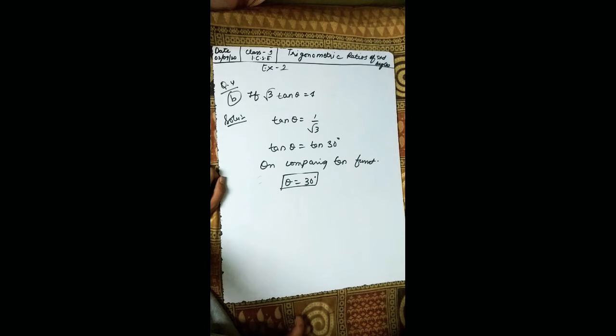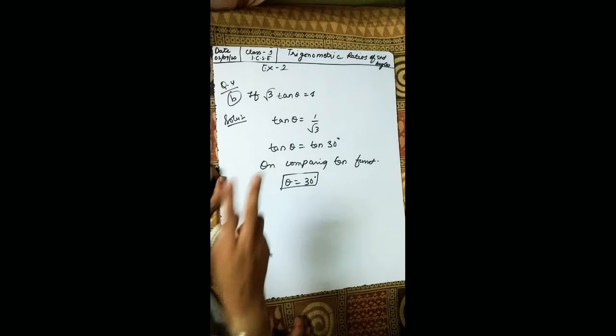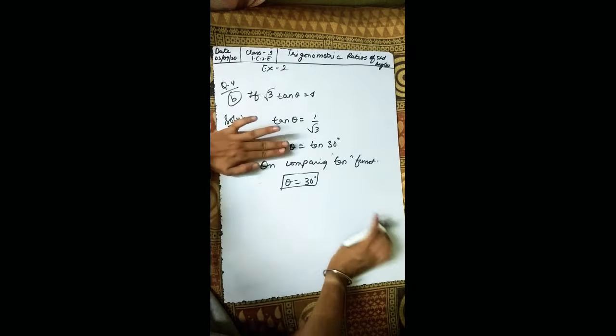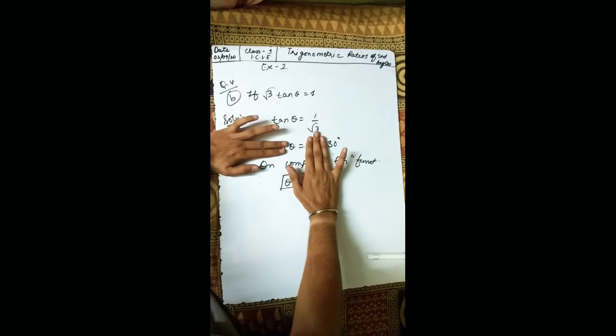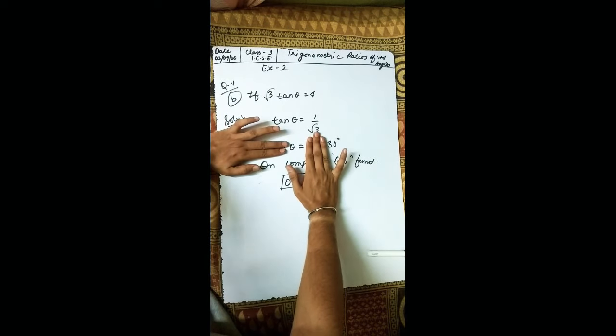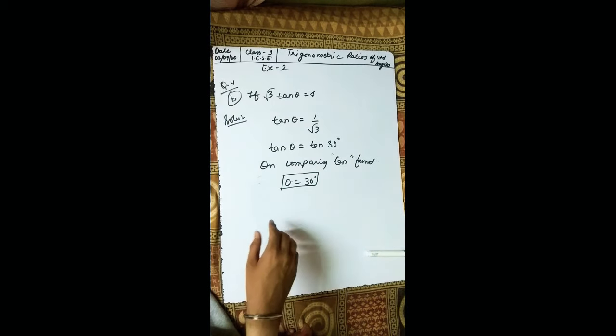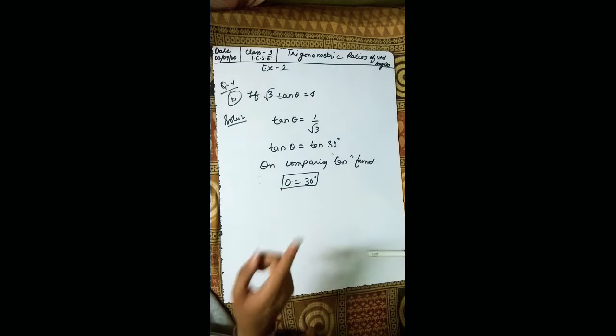That is very, very wrong. You cannot cancel any function. This tan is a trigonometric function. You cannot cancel it. We compare. On comparing the tan function, your theta is equal to 30 degree. So theta is equal to 30 degree. You have to do it like this in the fourth question. So try to do the fourth question.